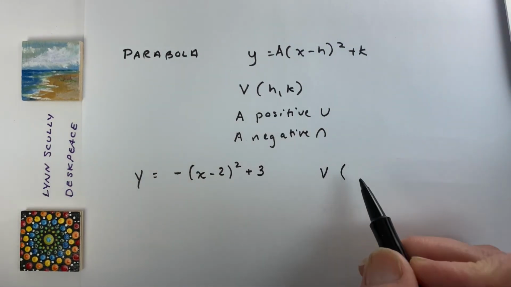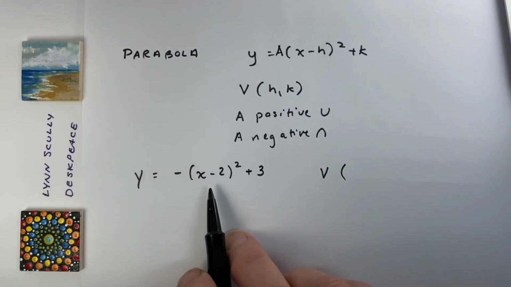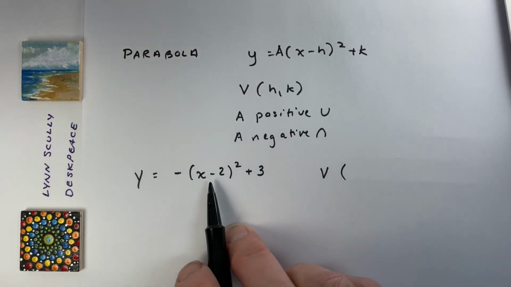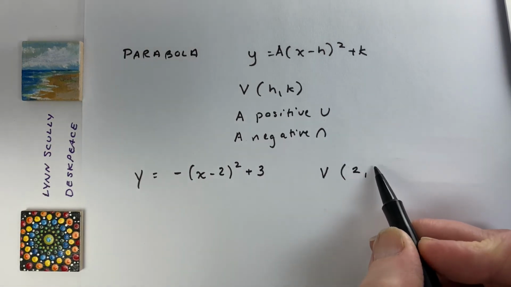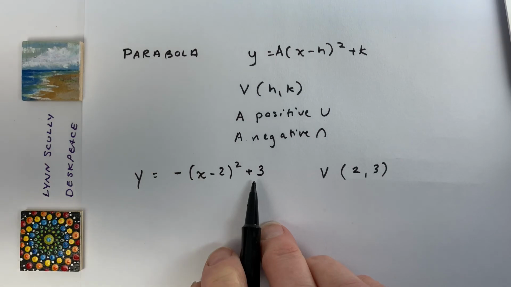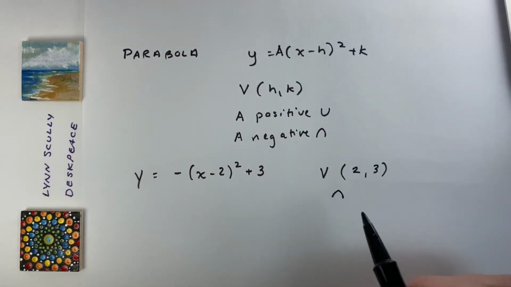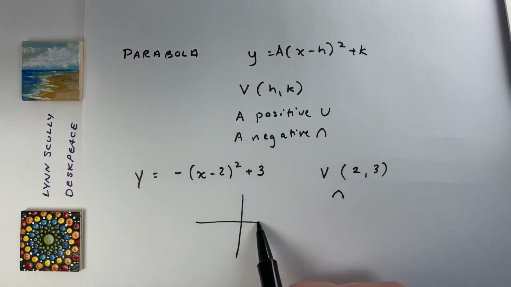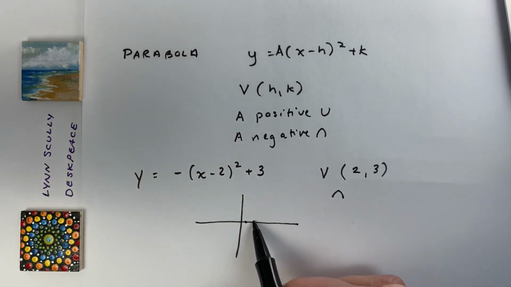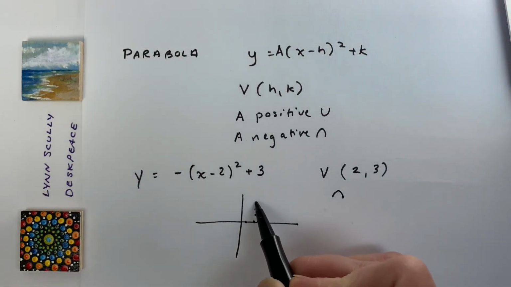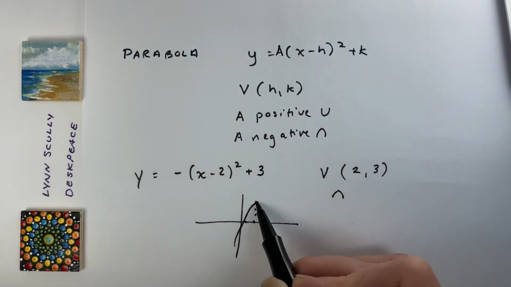Our vertex here is going to be, every time I come out of parentheses, no matter what, I come out the opposite sign. 2, comma 3. Anyone who's outside stays as he is. A is negative, so it's going to be down. And that's all I'm doing right here. 1, 2, 1, 2, 3. That's my vertex. And I'm going down.